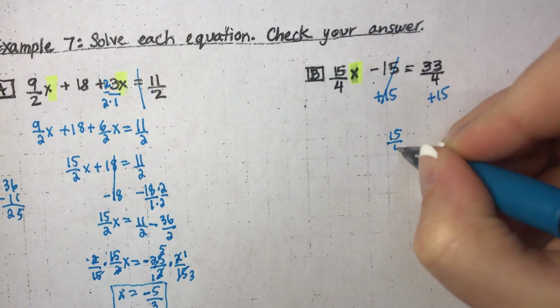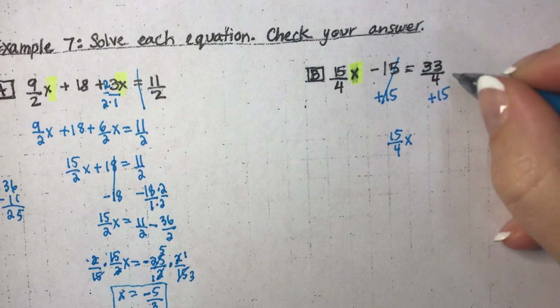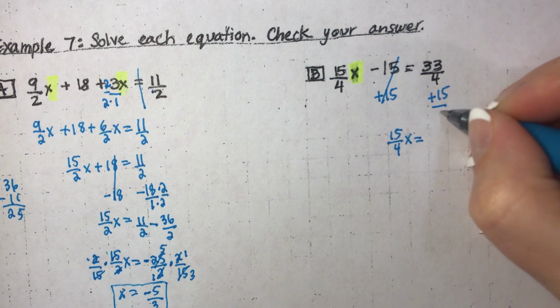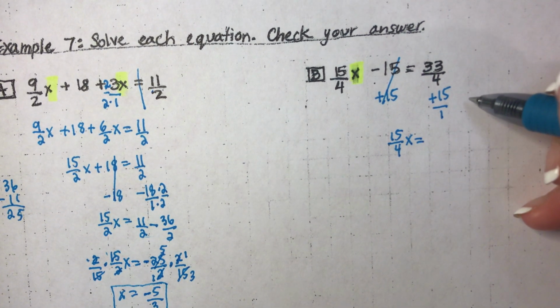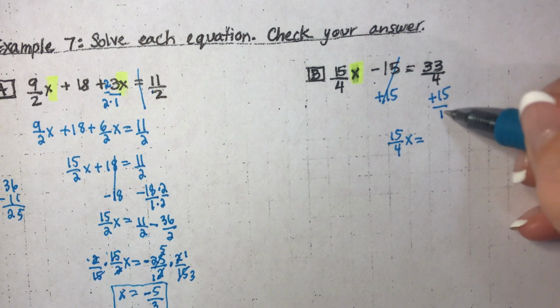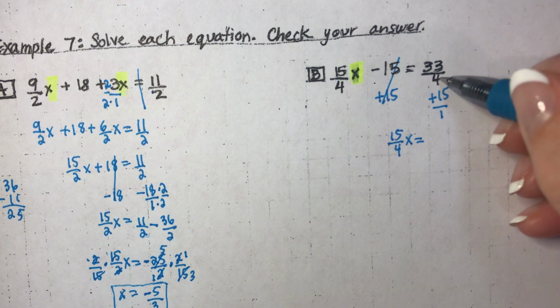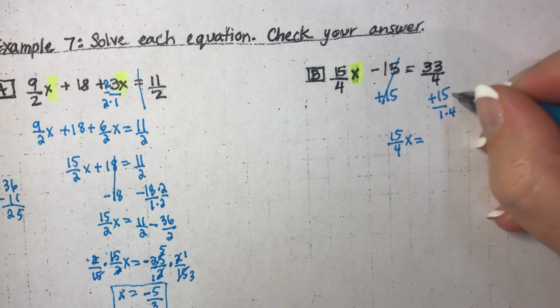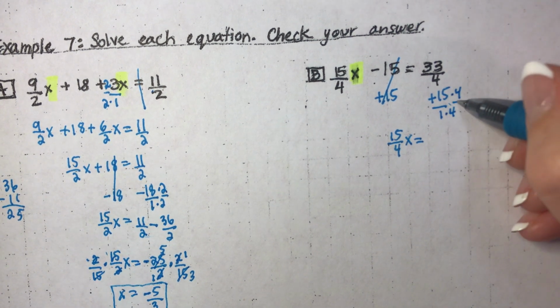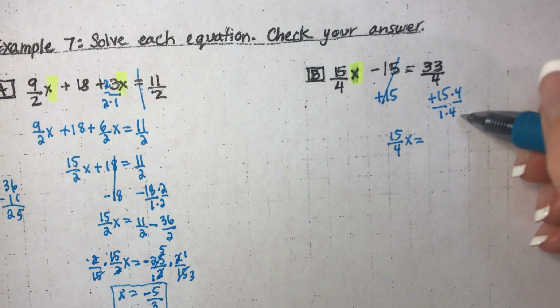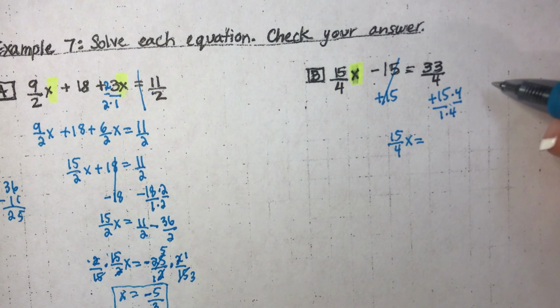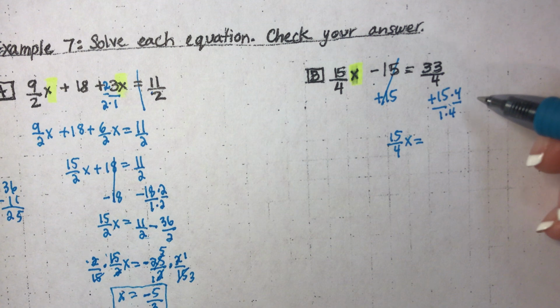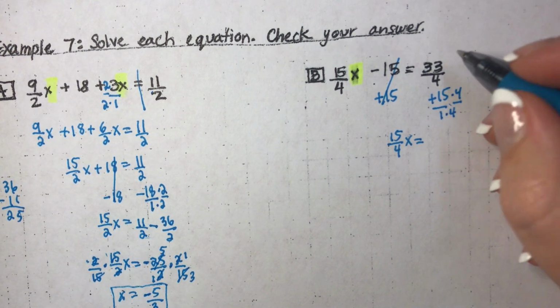I am left with 15 over 4x. And then here equals, I'm going to want to make this a common denominator, right? I need a common denominator. I'm going to make 15 a fraction, and then I need to get a common denominator between 1 and 4, which is going to be 4. So I'm going to multiply this by 4, the bottom and the top by the same thing, because 4 divided by 4 is the same thing as 1. And you can multiply anything by 1 and it stays the same thing. It just looks a little different.